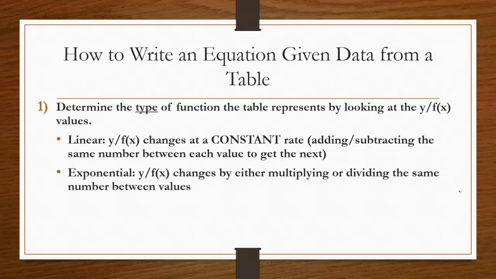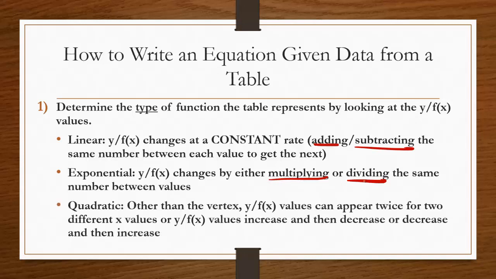For exponential, the y or f of x changes by either multiplying. So this one, adding, subtracting. Exponential, multiplying, dividing the same number between the values. And quadratic, other than the vertex, y or the f of x values can appear twice for two different x values. Or the other way you can look at it is your y or f of x values increase and then decrease, or decrease and then increase, kind of like I showed you.